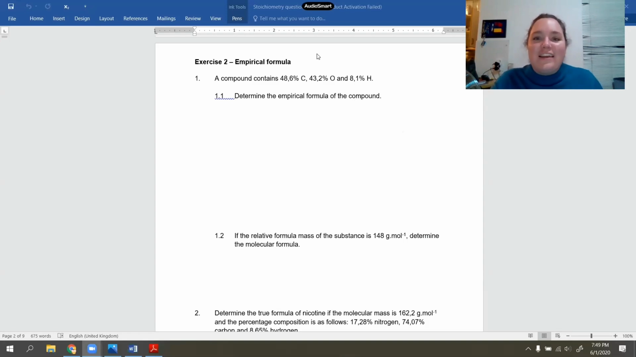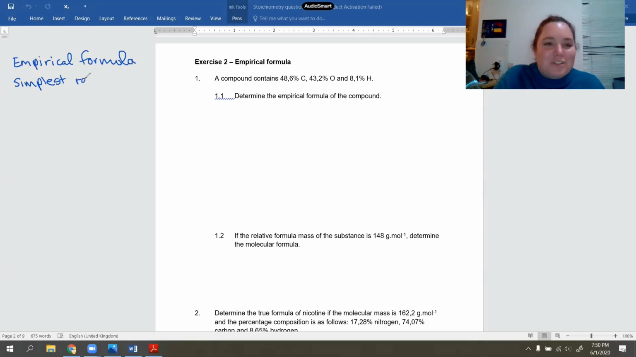Okay, so the next thing that we're going to be doing, ladies and gentlemen, is we're going to be moving on to empirical formula. Now, empirical formula is the simplest, that's probably spelled wrong, but anyway, it's the simplest ratio of the elements in a substance.